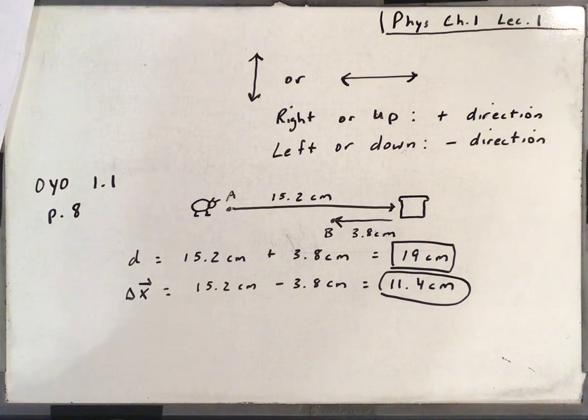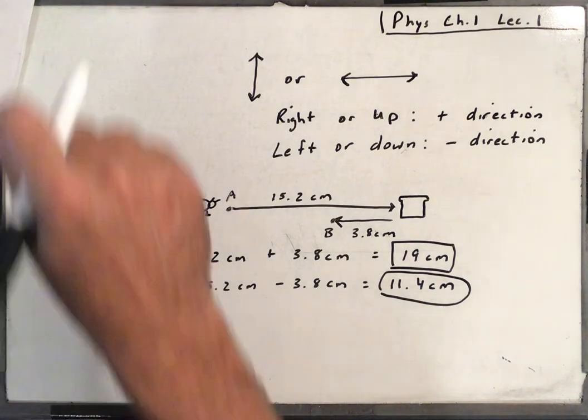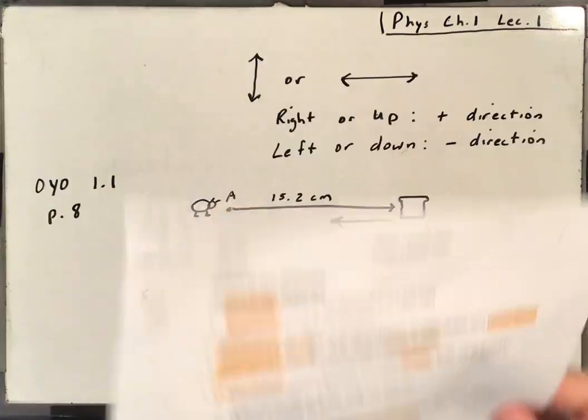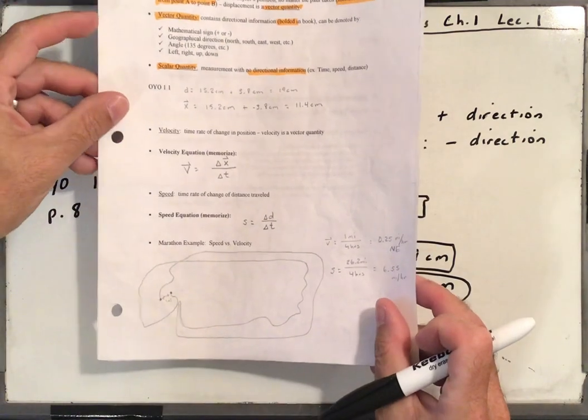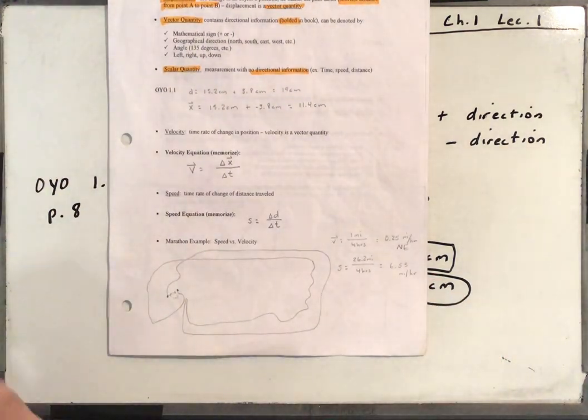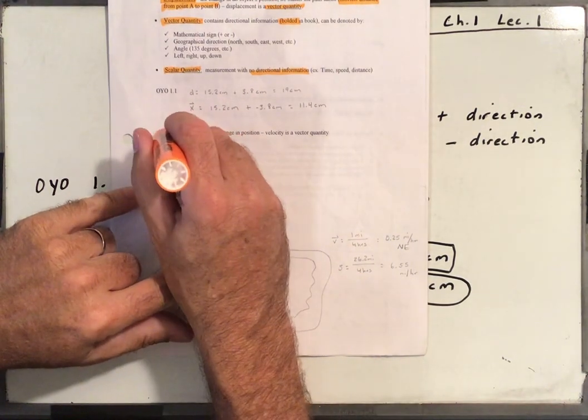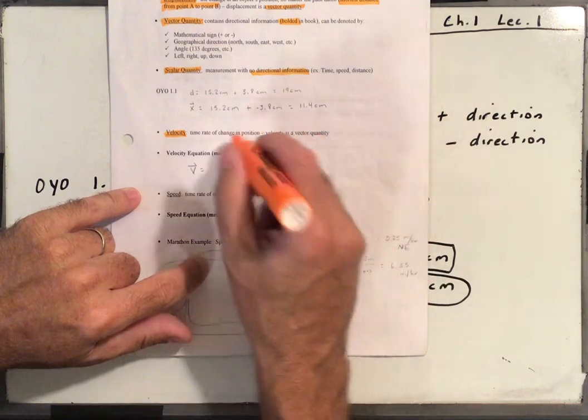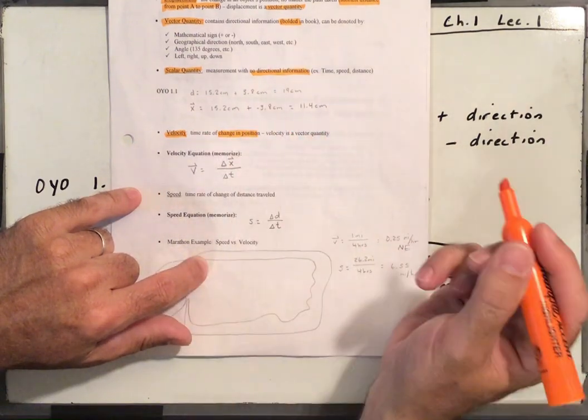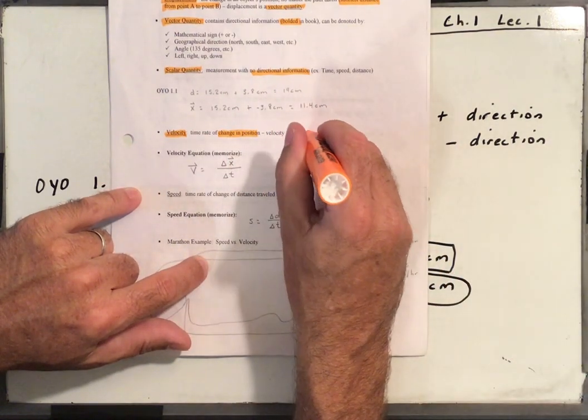All right. So there's your first physics problem worked. Hope you think that's not too bad. All right. The next concept is velocity. All right? Velocity is the time rate of change in position. Velocity is a vector quantity.